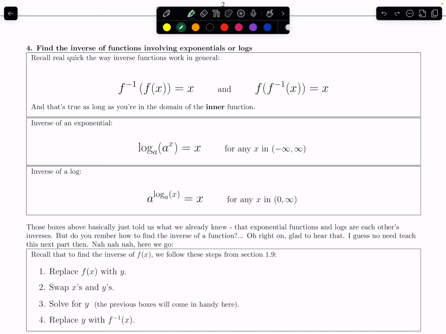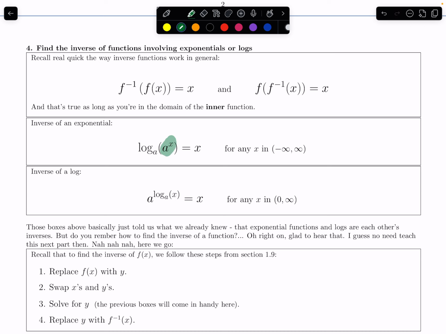And this is the case with exponentials as well. And one more thing to note though, this is true as long as x is in the domain of the inner function. Why does it have to be the inner function? Because that's where the x goes first, right? If x is not in the domain of the inside function, it doesn't make sense, because this is the thing that happens first before the inverse is applied. Inner function first, right?